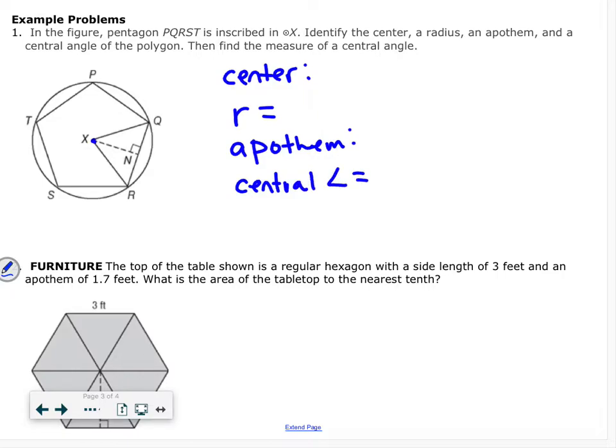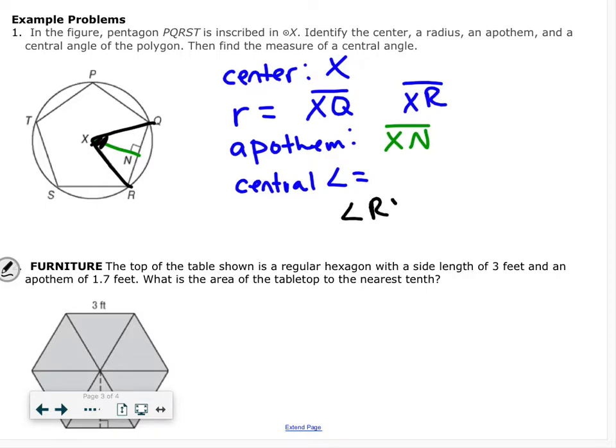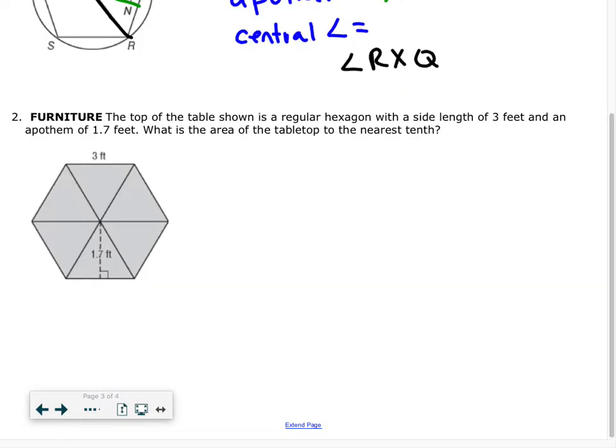So the center right here is X. The radius, you can go from X to Q, or you could go from X to R. You cannot go X to N because it doesn't go all the way to the edge of the circle. The apothem is going to be the height of our triangle. So in this case, X to N is the apothem. And our central angle is going to be this angle right here, angle RXQ. All right. Knowing those parts of the figure is very important in solving these problems.